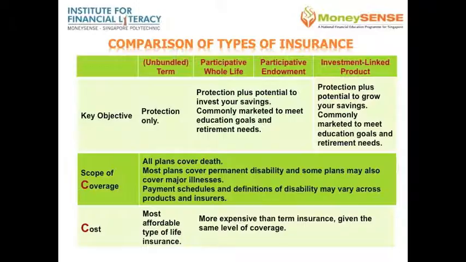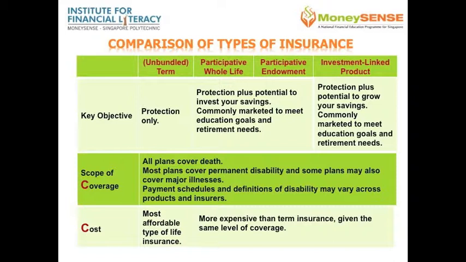Let's take a look at comparing the different types of life insurance. For term insurance, the main objective people purchase term insurance is mainly just for protection. For whole life and endowment plans, it provides you with protection. At the same time, there's also a potential to grow your savings. And commonly, people take up a whole life insurance or an endowment insurance, other than meeting the protection needs, to also meet other financial needs like education goals and retirement needs.